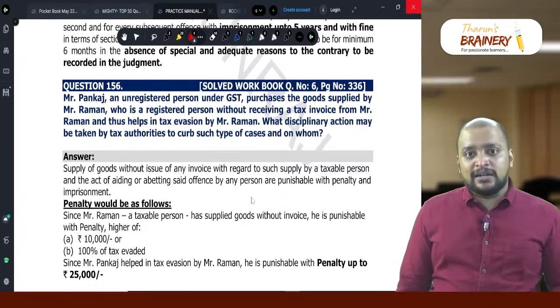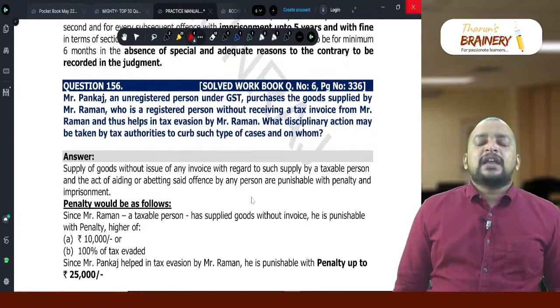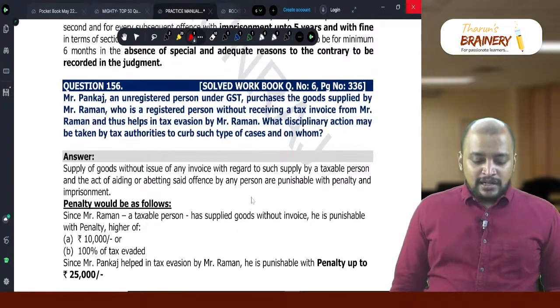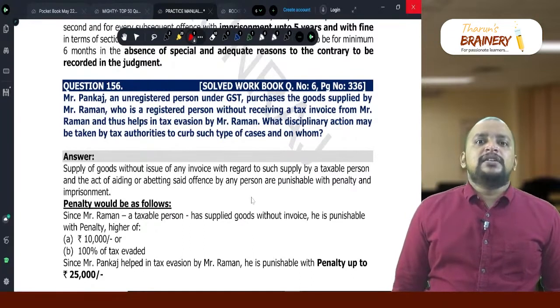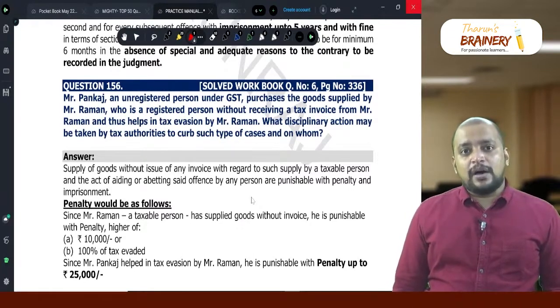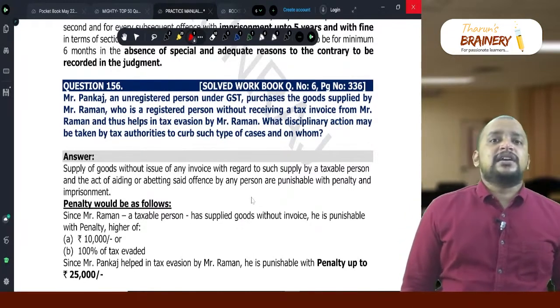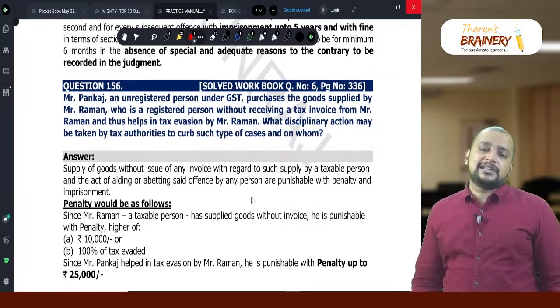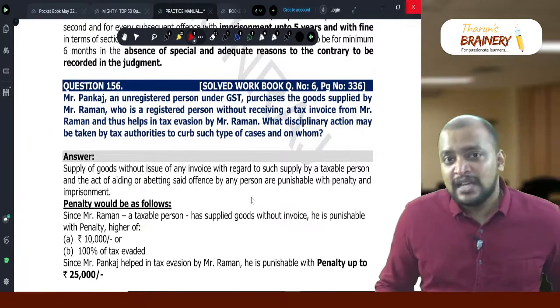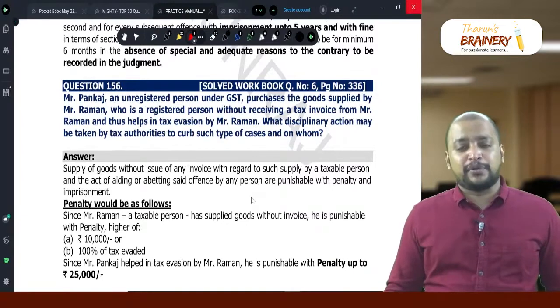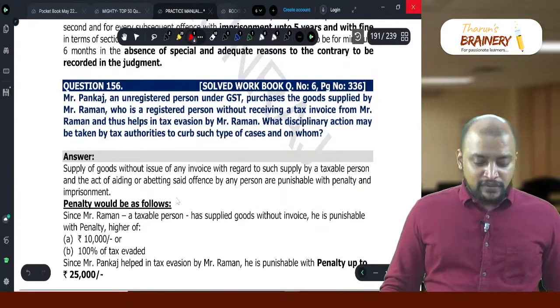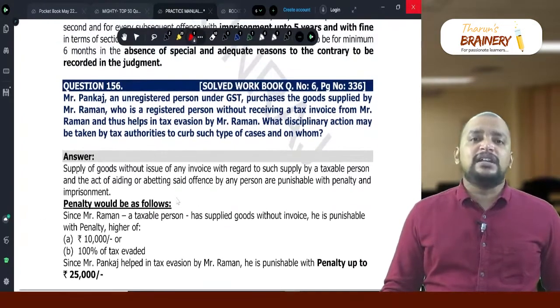On Mr. Raman, there is an imprisonment, depending upon the amount involved. If it is greater than 1 crore, up to 1 year plus fine; greater than 2 crore, up to 3 years plus fine; greater than 5 crores, up to 5 years plus fine. In case of a subsequent offence, it is up to 5 years plus fine. That will be taken, and it can even lead to arrest.